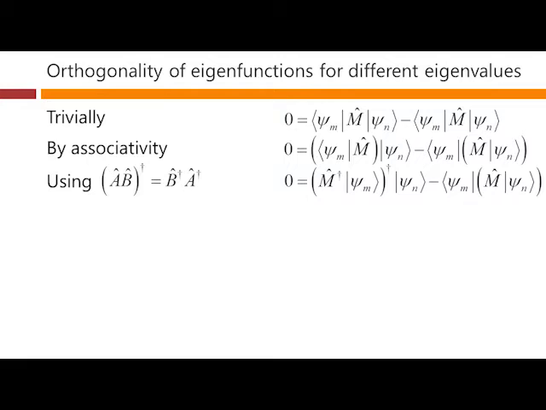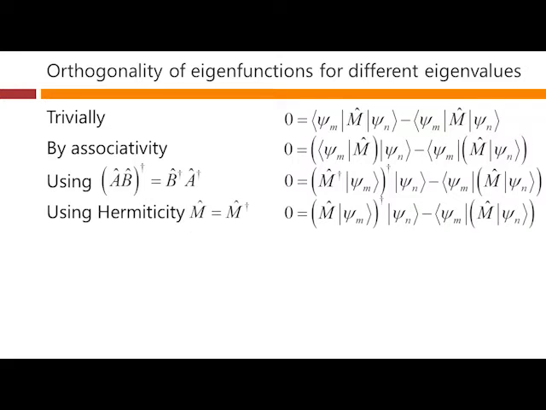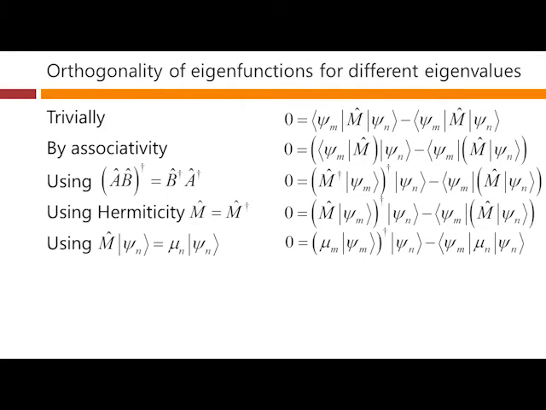And of course, I can, if I want, take this object and turn it into the Hermitian adjoint of the flipped round product of Hermitian adjoints. That does nothing. And we can then use the hermiticity of M to replace M here, where we had M dagger up there. M operating on psi m just gives us mu m times psi m. And similarly, M operating on psi n just gives us mu n times psi n.